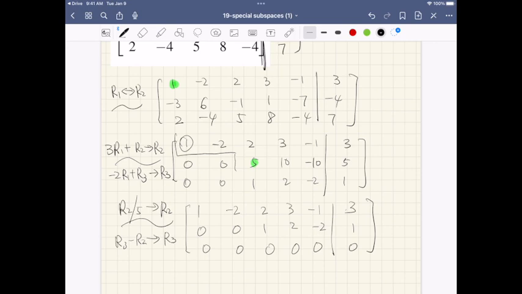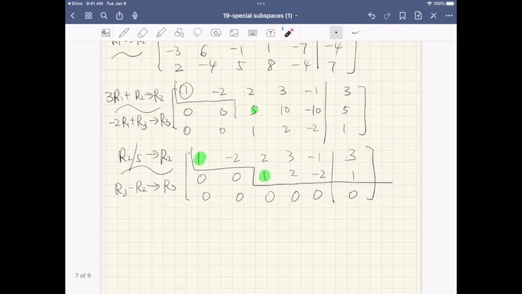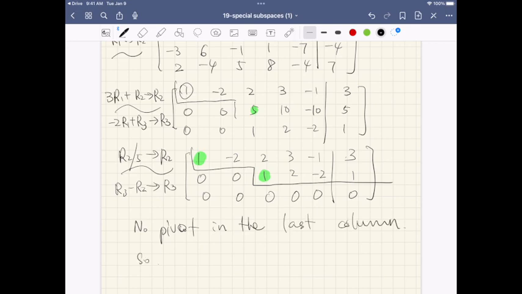Now if we make the staircase, we have 2 pivots, and there's no pivot in the last column. The answer is yes. So no pivot in the last column. So it's consistent. In other words, V is in the column space of A.